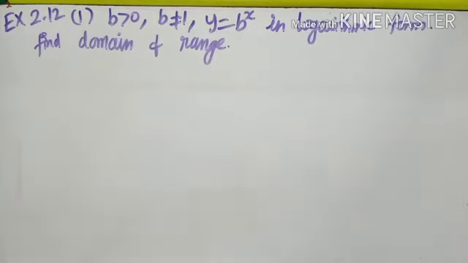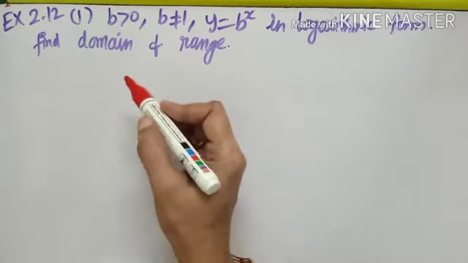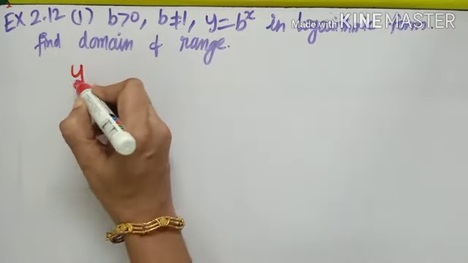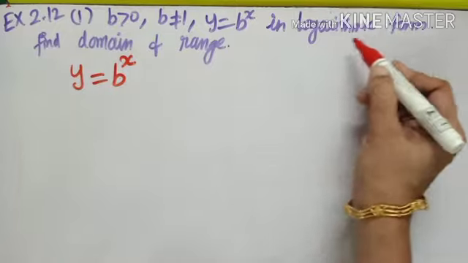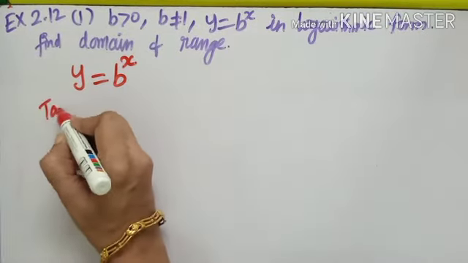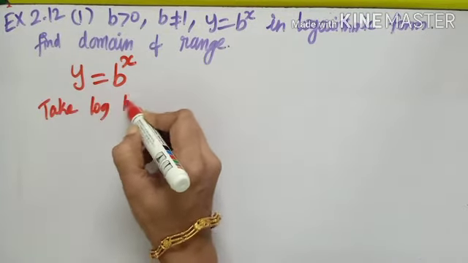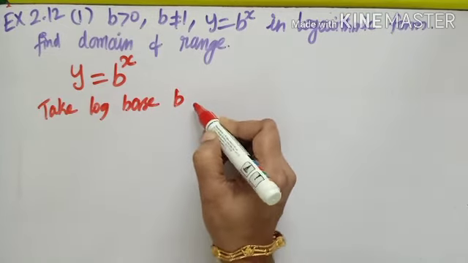Exercise 2.12, question number 1. If b is greater than 0 and b not equal to 1, y equals b power x. Express in logarithmic form. Find domain and range. Given y equal to b power x, to write in logarithmic form, take log base b on both the sides.